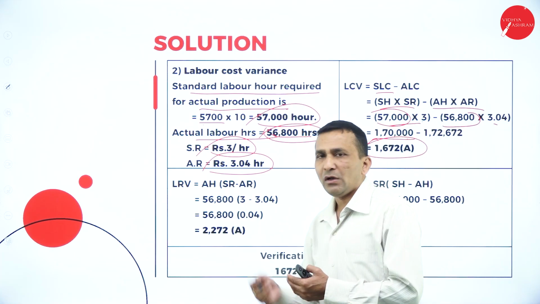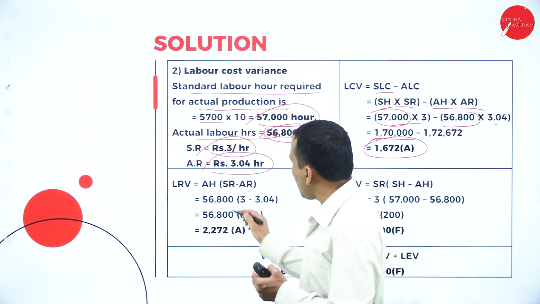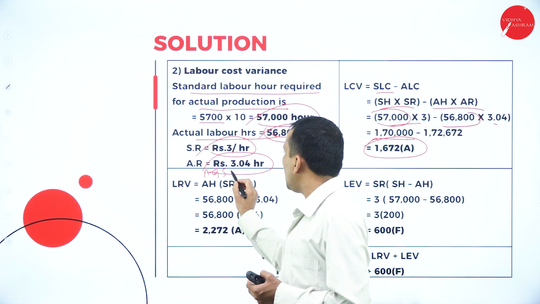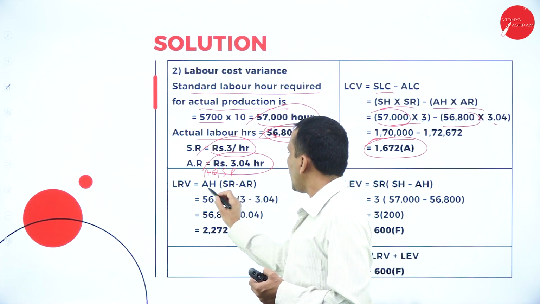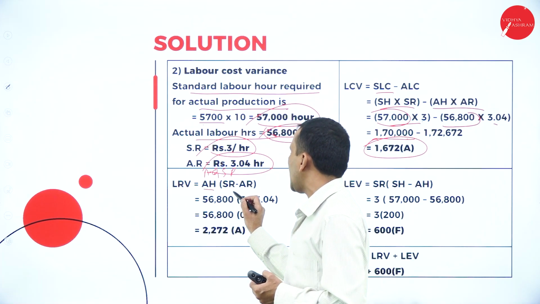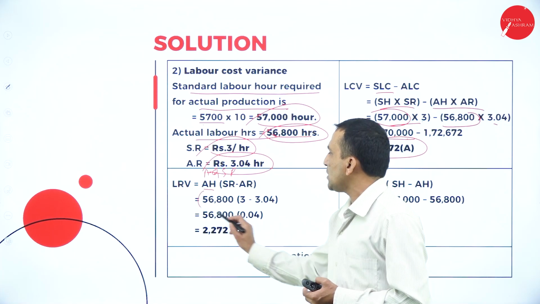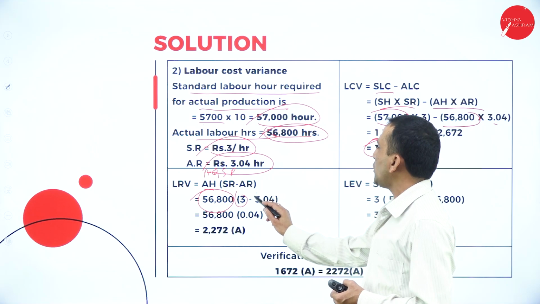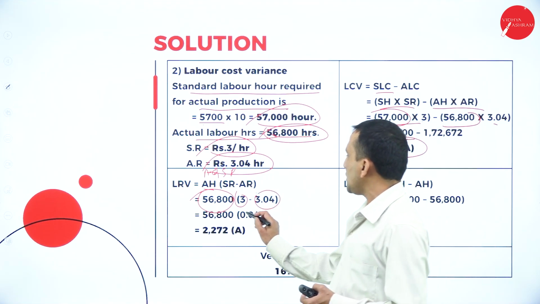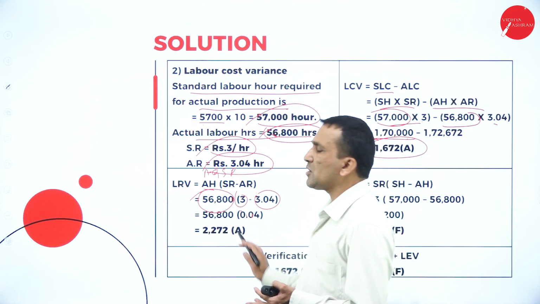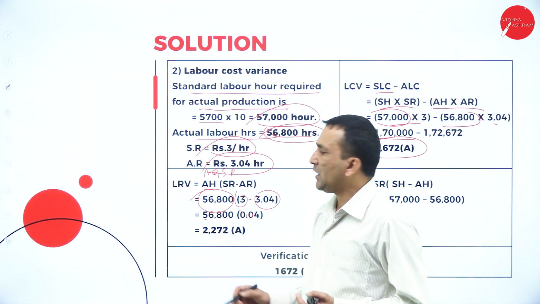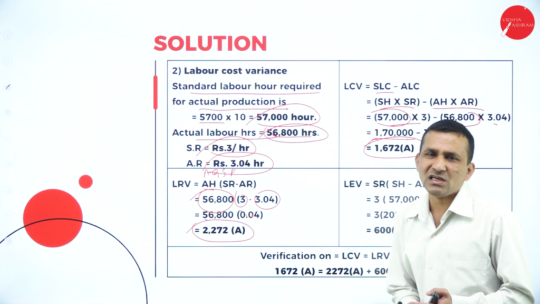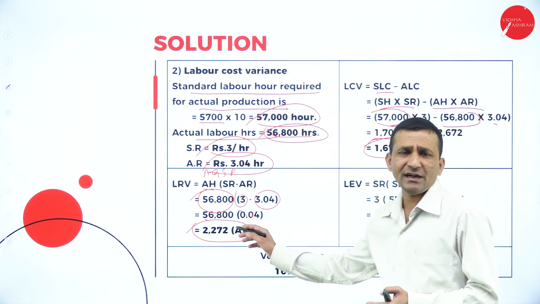Once you have completed that, moving to the labor rate variance. In the formula, in place of actual quantity we write hours, and in place of standard price we write rate. Actual hours into standard rate minus actual rate. Actual hours are 56,800, the standard rate 3 minus actual rate 3.04. If you subtract, the difference is negative, so the answer is also negative. So 56,800 into 0.04 gives 2,272, which is a negative result. So I have written A.